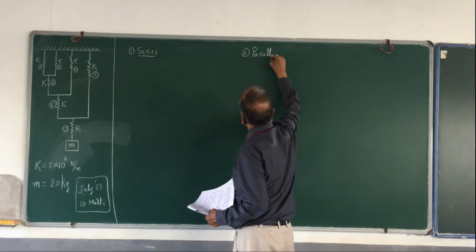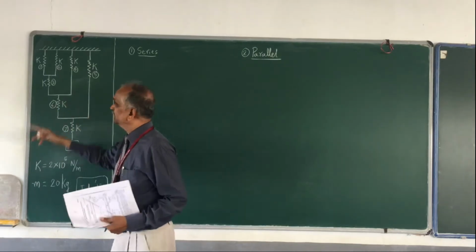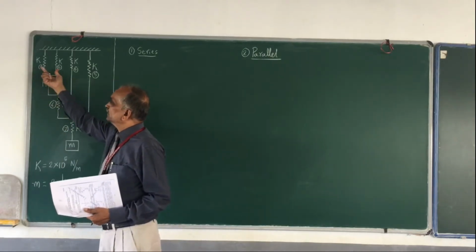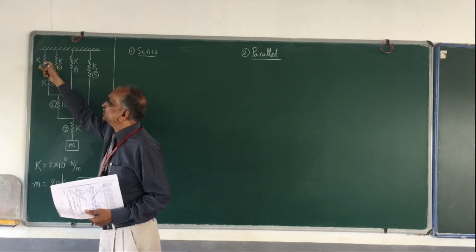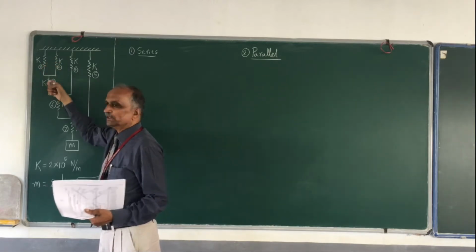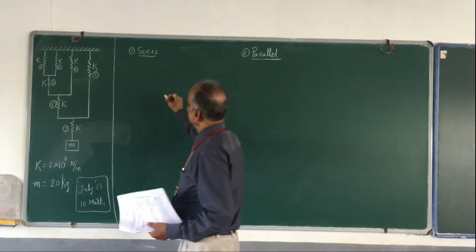So in this case, what I have is a case of series and parallel. These 2 are parallel. Then the resultant, or what we call the equivalent spring, and the other springs are in series, etc. I shall show you. What do you mean by springs in series?